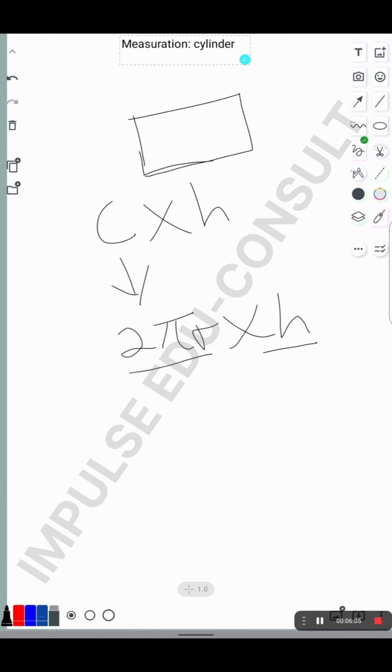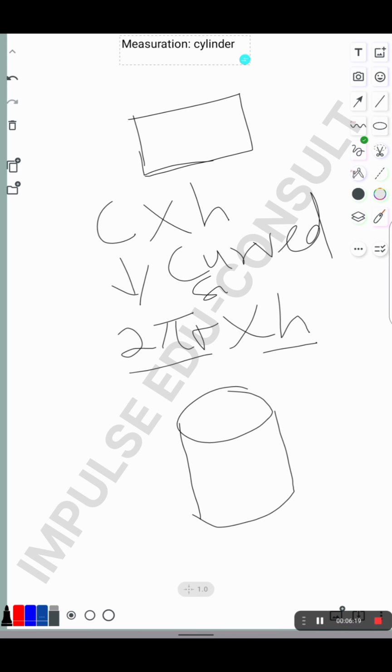So when you have the curved surface of a cylinder, that means you are not having both the base and the top. They are opened. So that's why we have curved surface area. That's the curved surface area.